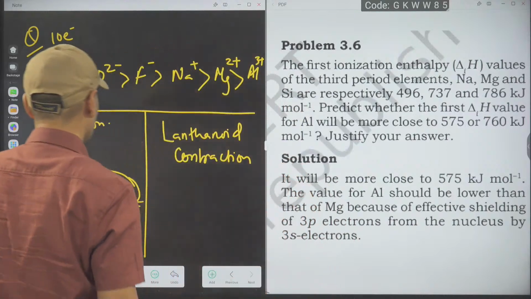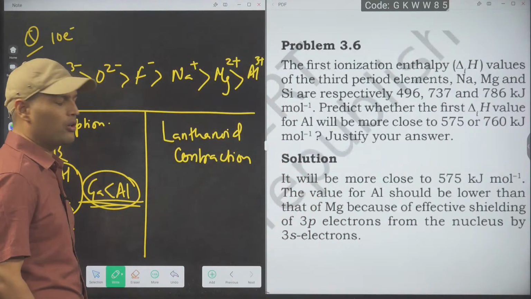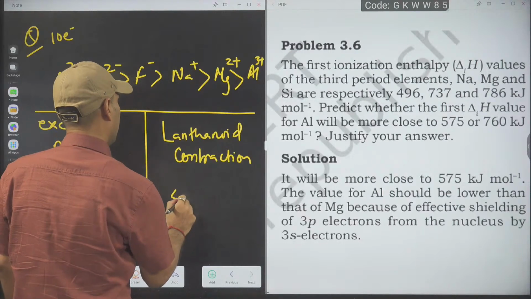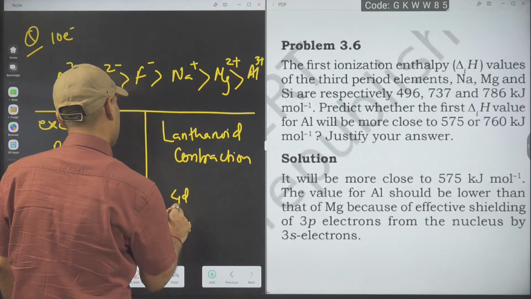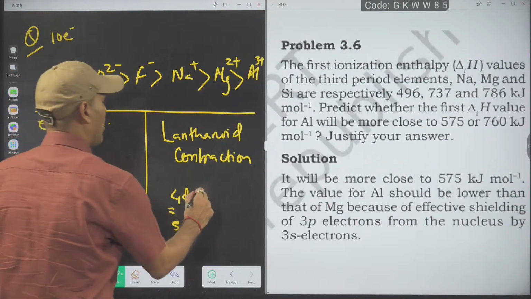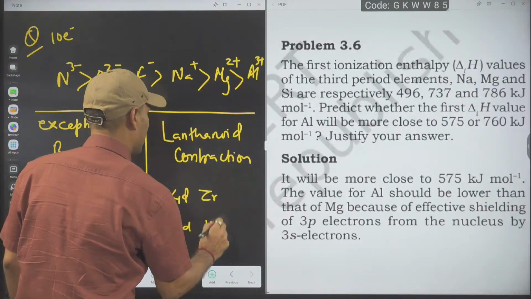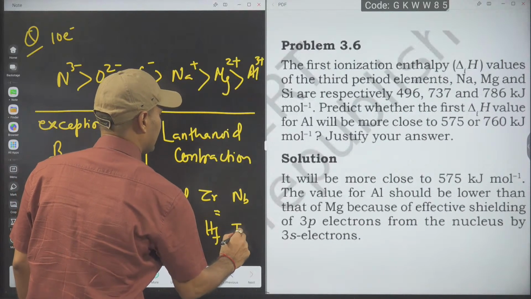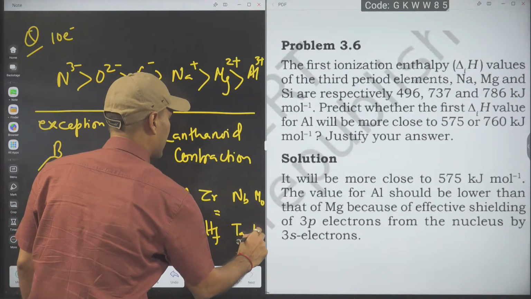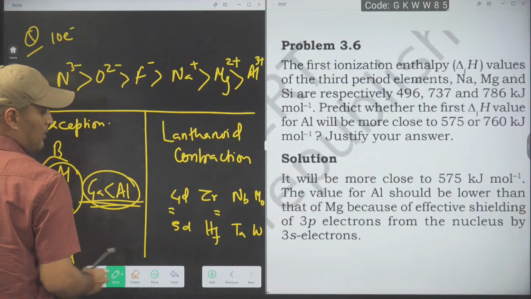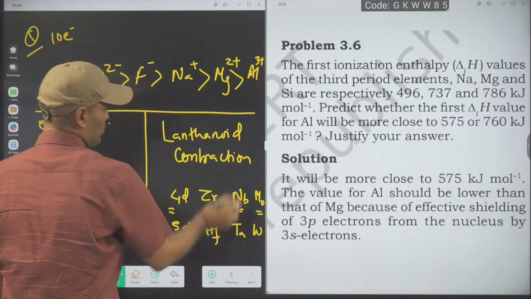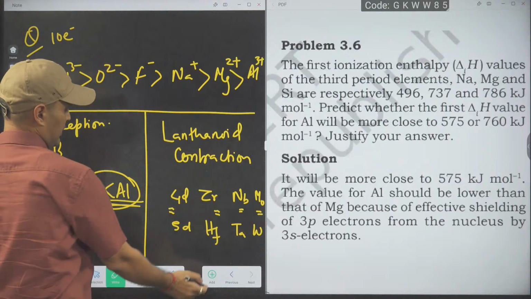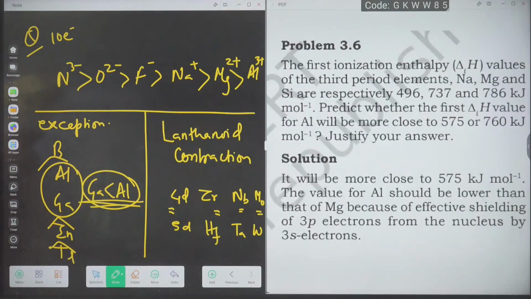Okay? Lanthanoid contraction, whose sizes become same? Tell me. 4d and 5d series element sizes become same. Like what? Zirconium, hafnium size similar. Niobium, tantalum, molybdenum, tungsten. Now, these sizes are similar. So we'll come to this point once again later on. Question is there. So at least see this much.